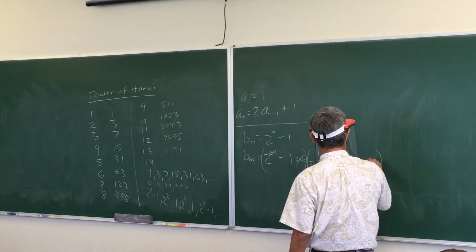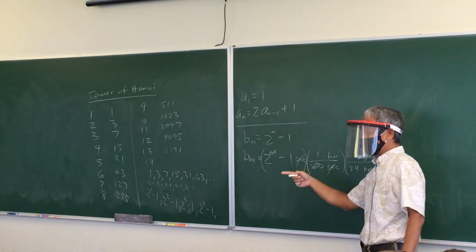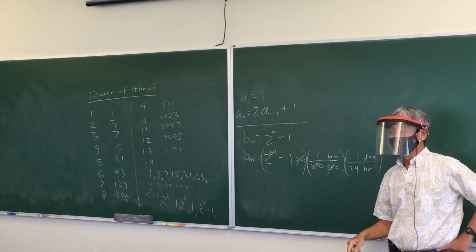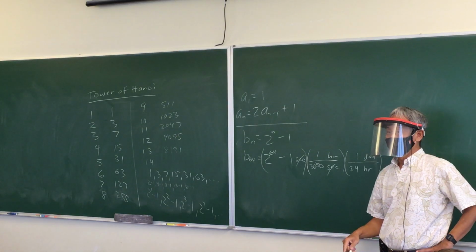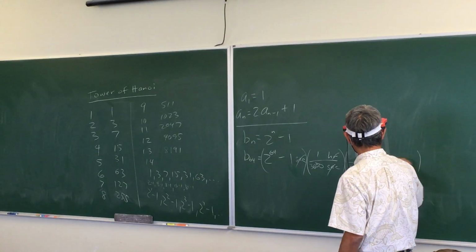So we need hours on the bottom and days on the top. So 1 day is 24 hours. Take that answer you got now, divide it by 24. 2.14 times 10 to the 14. That's still too big, Mr. Park, okay? So let's convert into years.